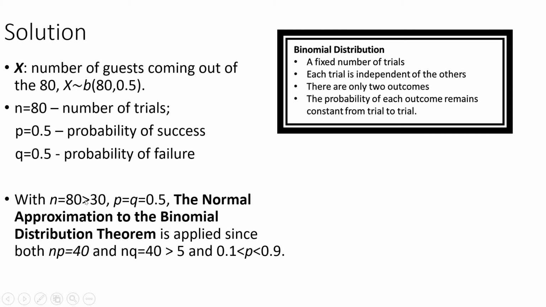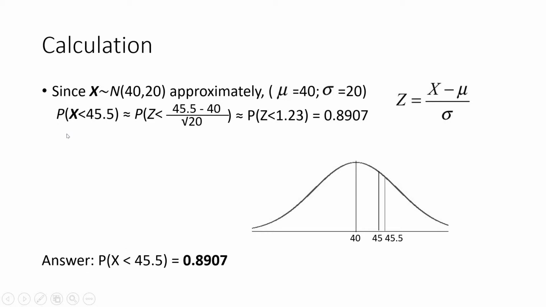As we have a very large number of trials, according to the normal approximation to the binomial distribution theorem, we use the normal approximation, because we have a large number of trials and the probability of success is not close to 0 and not close to 1. So, coming to the calculation, we have X following a normal distribution with a mean of 40 and a standard deviation of 20, and we use that formula to calculate the z.